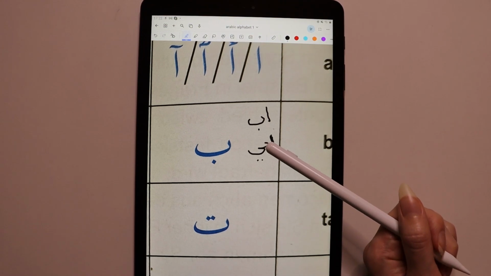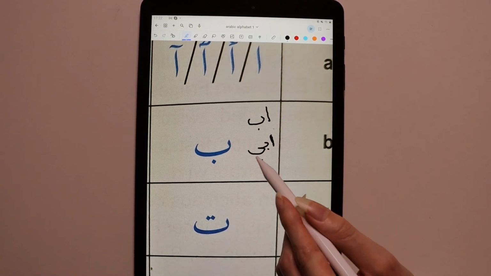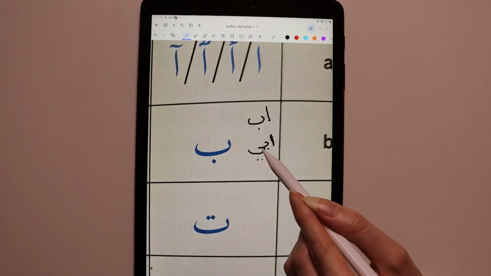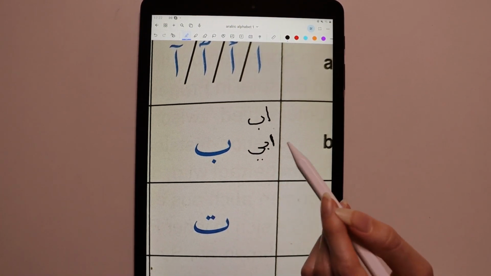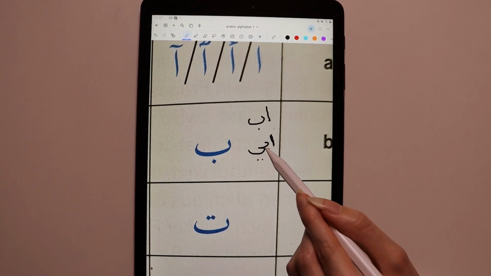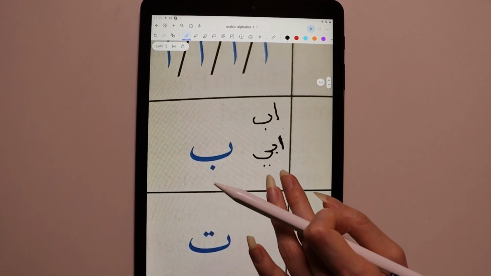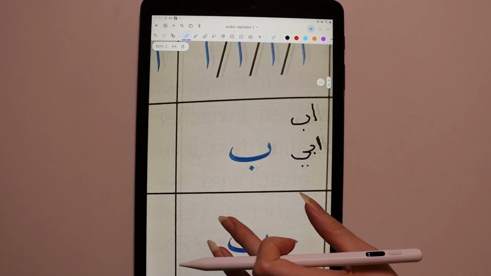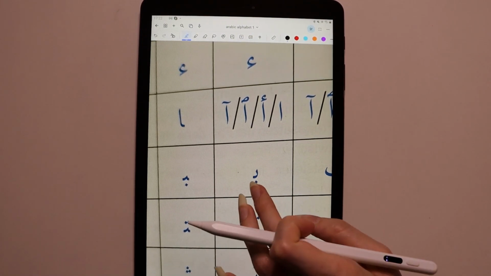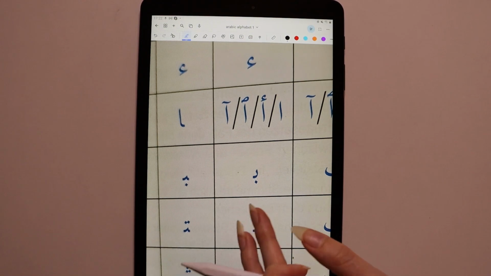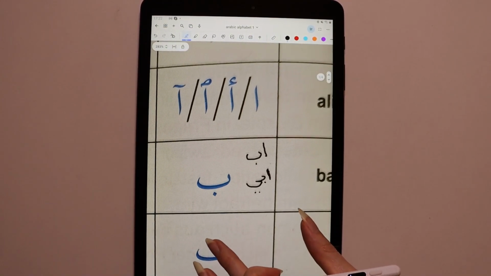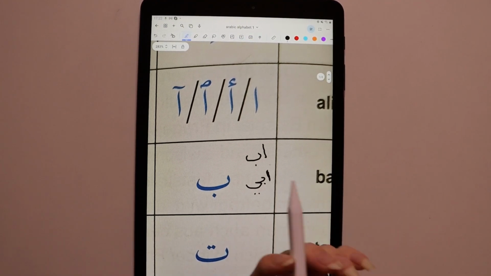The ba is not connected to the Aleph, but to the ya, because after the ba you can connect a letter, which is the ya, which is like an I sound or a Y sound, like E roundabout. This is how you pronounce it. So after the ba you can connect other letters, but after the alif not. So although this is the initial form, the beginning form of the ba, if it comes at the beginning of a word, it can also stand in the middle of a word if it comes after a letter that can't be connected to other letters.